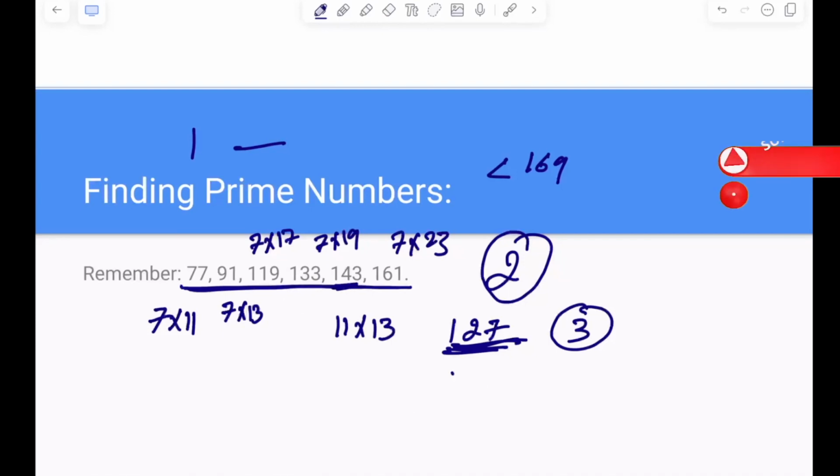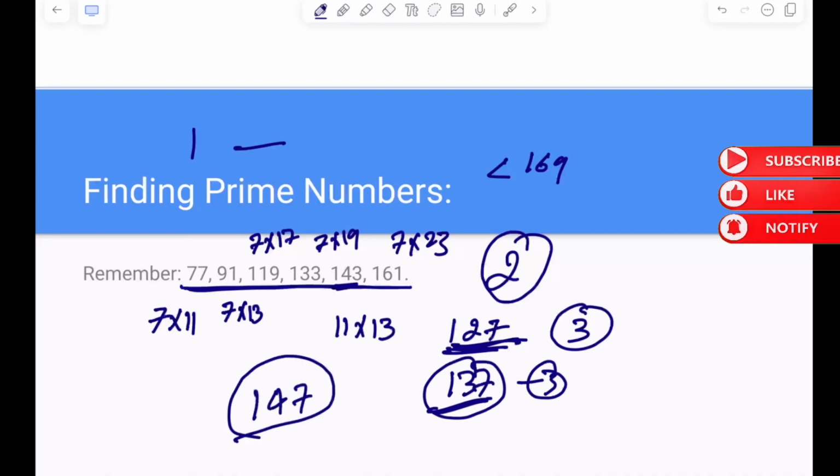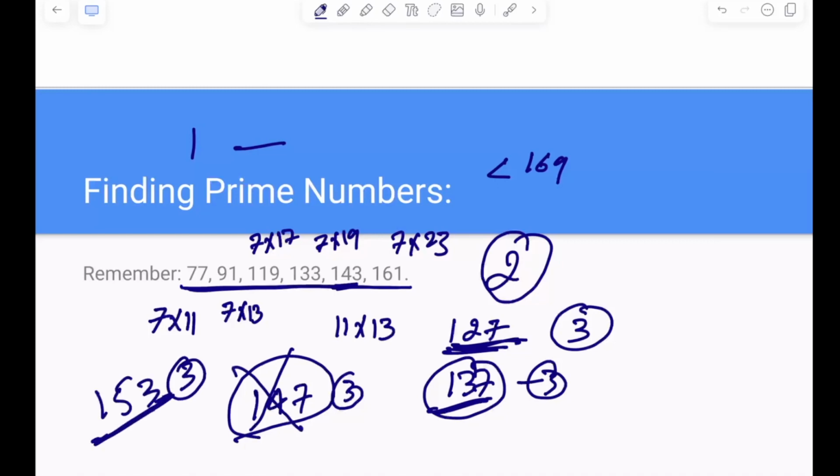Let us take another number, 137. Is 137 divisible by 3? No. So 137 is a prime number. Let us take 147. Is 147 divisible by 3? Yes, it is not a prime number. Let us take 153. It is divisible by 3. 1 plus 5 plus 3 is equal to 9. 9 is divisible by 3. So 153 is a non-prime number. Let us take 83. Whether 83 is a prime number or not, 8 plus 3, 11. 11 is not divisible by 3. So 83 is a prime number.